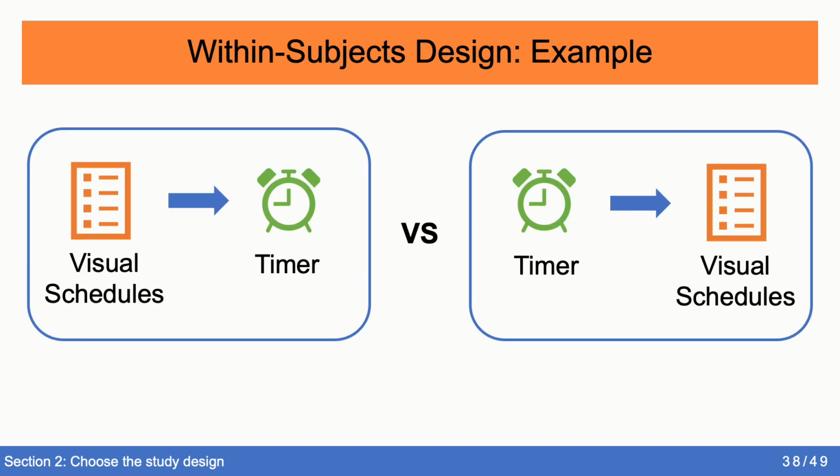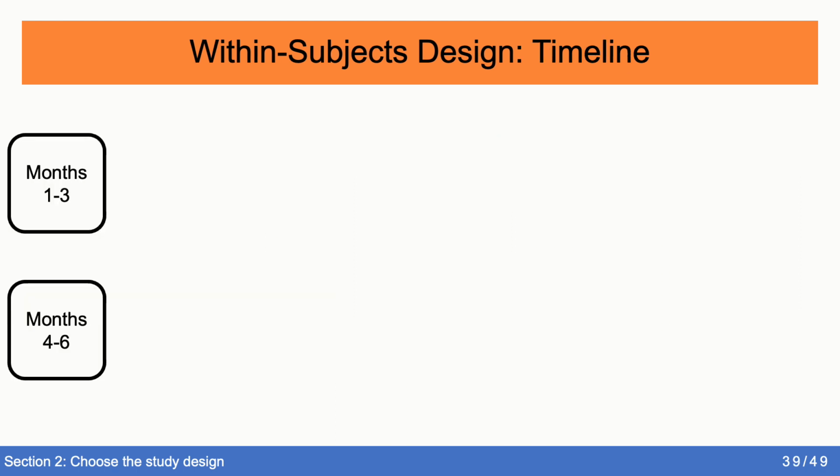Let's pretend that in our example study, researchers wanted to compare a visual schedule therapy with a timer therapy, where children are given a timer that counts down before a transition. All participants will get both the visual schedule therapy and the timer therapy, but they will be randomized to get the therapies in a different order, starting with either the visual schedules or the timer therapy.